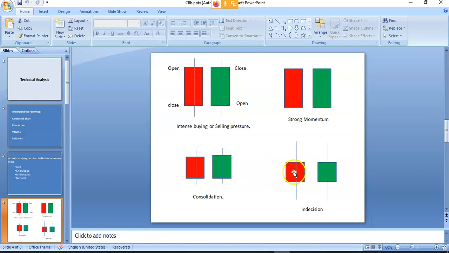The other one is a candlestick with a shorter body and long wicks. That means indecision. Both the bears and the bulls don't know which way to go. The bulls are trying to push up, the bears are trying to push down, so the market itself doesn't know the direction to take.